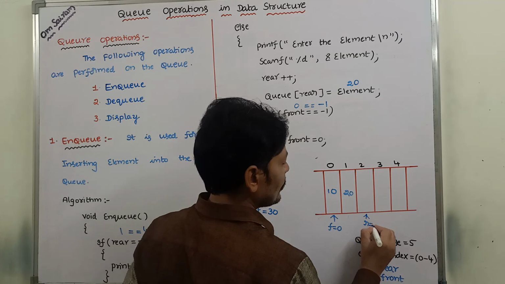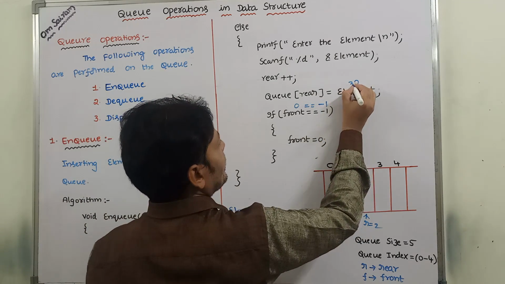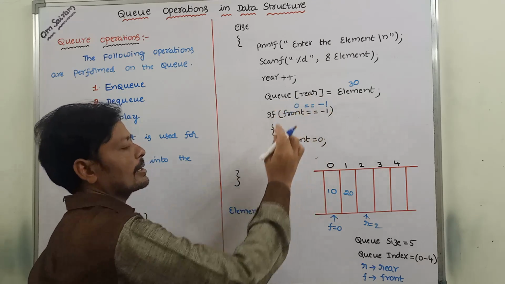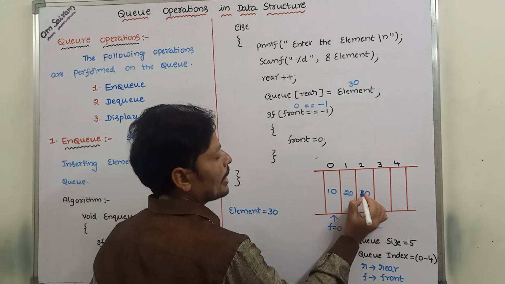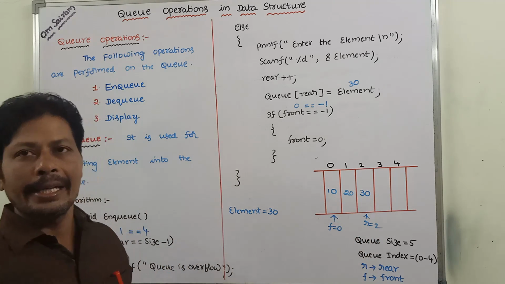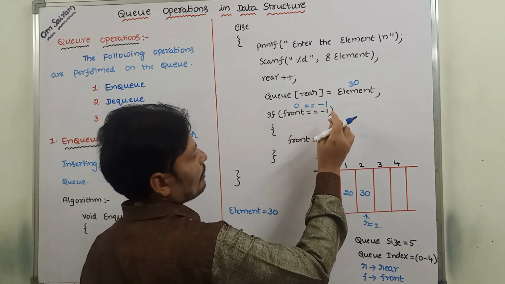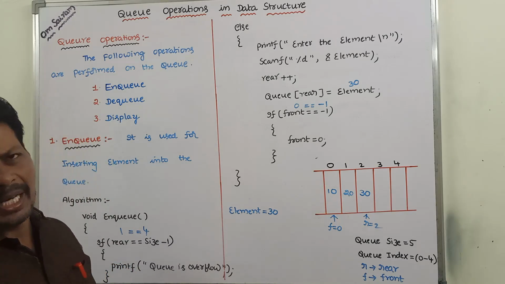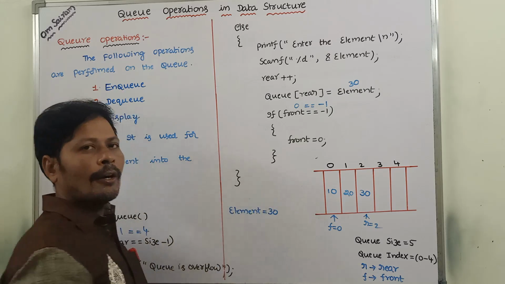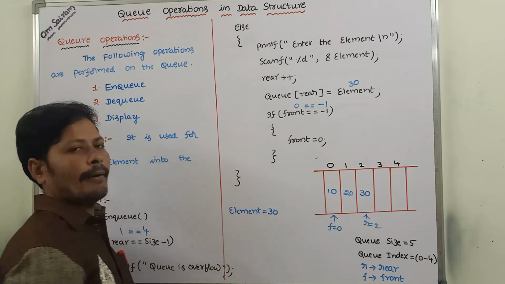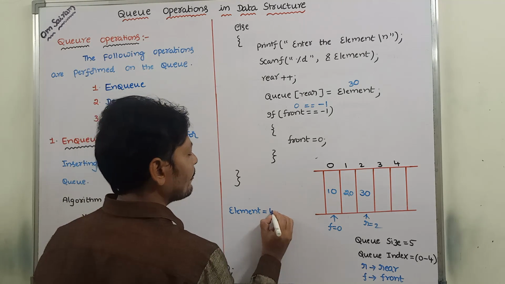It is pointing to 2. Next one, the element 30 is read from the keyboard. That can be assigned to the queue of rear. Rear pointing to index 2. Now we are inserting element 30 at index 2. Next one, what is the front value now? 0. 0 equal to minus 1. This condition is false. Control goes to the next statement after the if block. There are no statements there. Next, again we are inserting element 40.